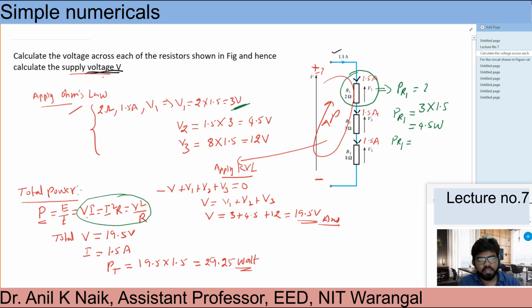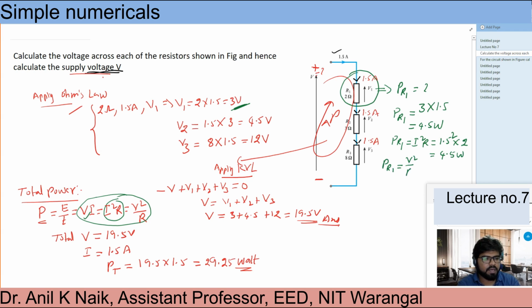Otherwise we can use another expression, I square R. The current 1.5 squared into R, where R is 2 ohms. You do this also and you get 4.5 watts. Otherwise you can take one more expression, V square by R.